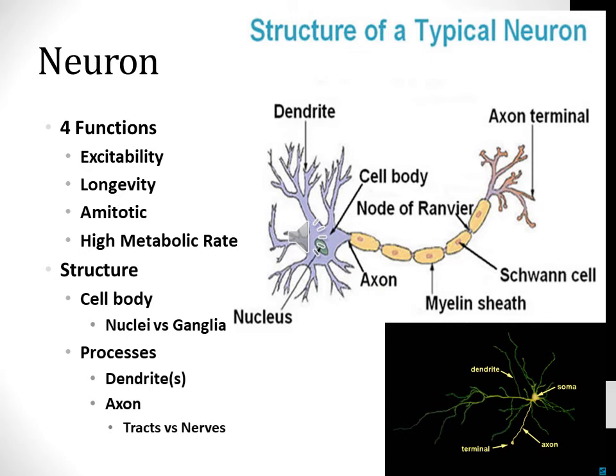Okay? They have 4 functions. They're going to conduct nerve impulses, that's excitability. They're going to live forever unless you damage them. So they have extreme longevity, lifetime, 100+ years. They are unfortunately functionally amitotic, so they do not have the ability to divide. So if you break them, destroy them, for the most part, you can't replace them. And then they're highly metabolic. So because of their high metabolic rate, they require constant oxygen and glucose, which is why it's so important to keep the nervous system healthy and intact.